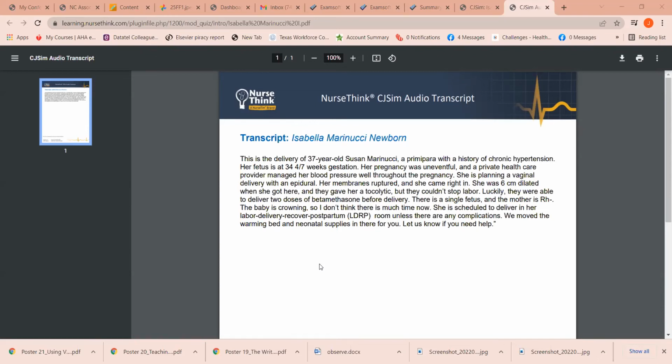There's a single fetus and the mother is Rh negative. The baby is crowning, so I don't think there's much time now. She's scheduled to deliver in her LDRP room unless there are complications. We moved the warming bed and neonatal supplies in there for you. Let us know if you need help.